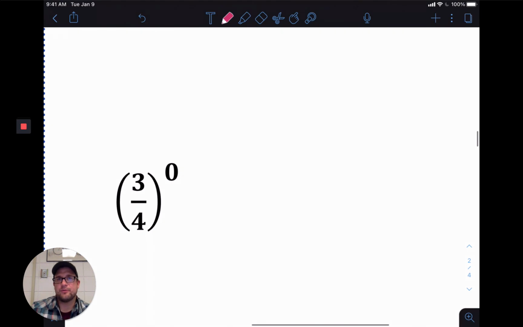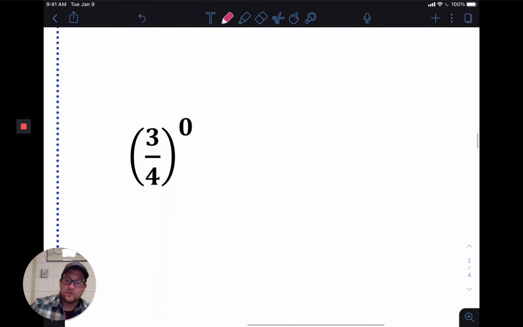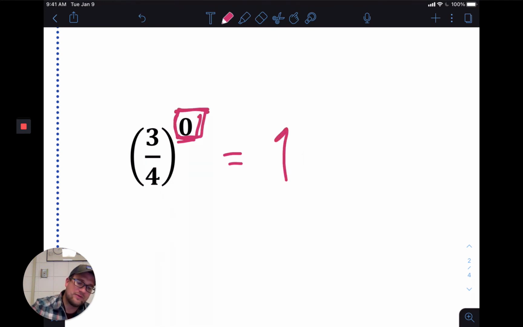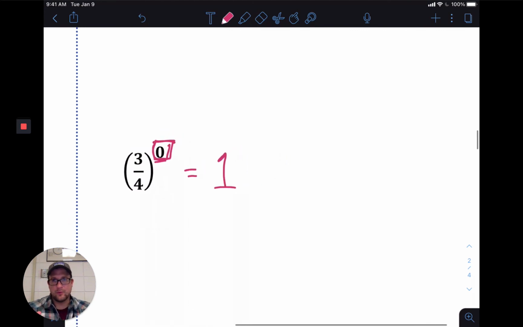Oh, this is my favorite kind of problem. The reason is it's easy. Remember, anytime you have something raised to the 0 power, this is a special property in math. What a lot of students will try to tell you is that this is 0, and that's not true. Never is, never will be. Anytime you see something raised to the 0 power, what's always true is that whatever is raised to that power is always equal to 1. So 3 over 4 raised to the 0 will just be equal to 1, and we're done.